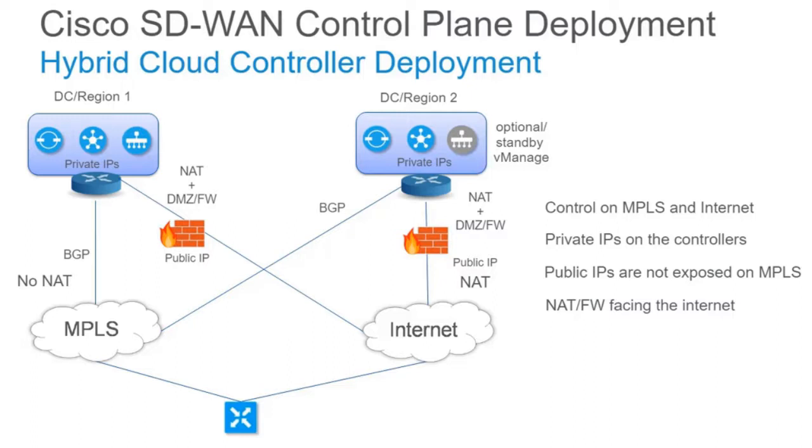reachable via public addresses. In this particular model, the vBond cannot sit behind a port address translation or PAT type of NAT. It can, however, sit behind a one-to-one NAT. No such restriction applies to the vSmart or vManage appliances. For this type of design model, it is, however, strongly recommended to use one-to-one NAT type configuration for all the controllers.